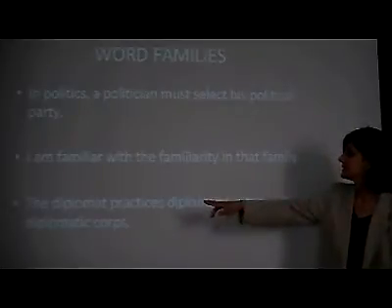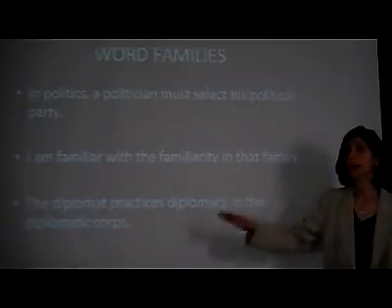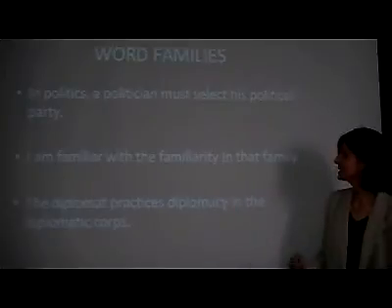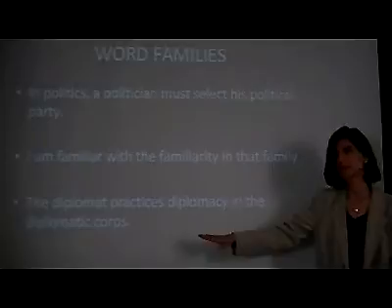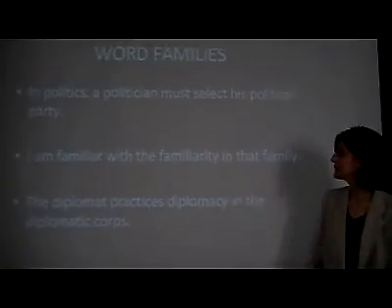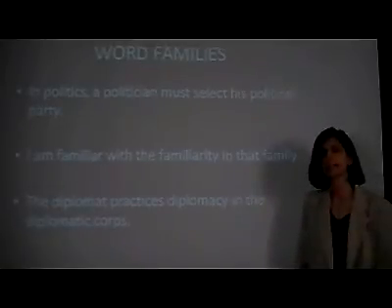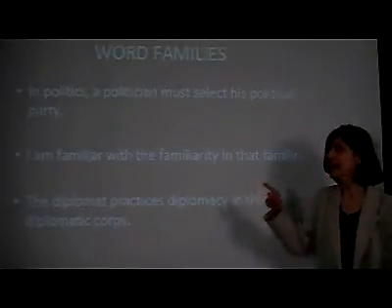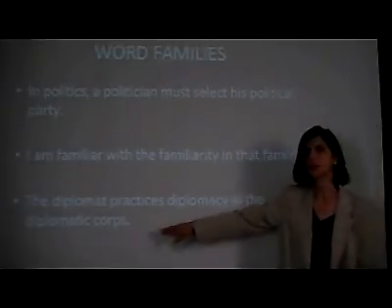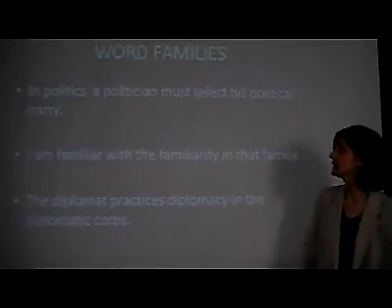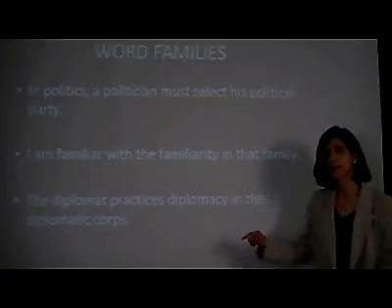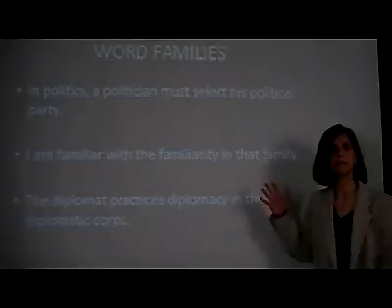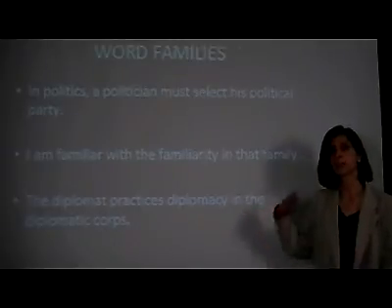Let's look at the last one. Diplomat, diplomacy, diplomatic. Diplomat, the first syllable, diplomacy is the second syllable, and diplomatic is the third syllable. So here we go. The diplomat practices diplomacy in the diplomatic corps. Diplomatic corps. That P we don't pronounce. So the diplomat practices diplomacy in the diplomatic corps. I want you to repeat this tape as many times as you need to, because it's really important.